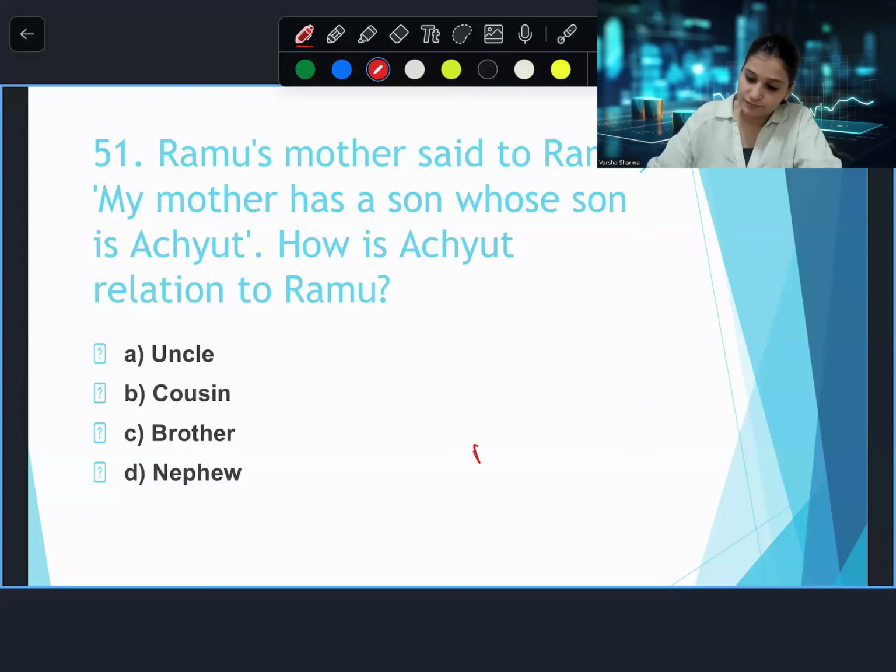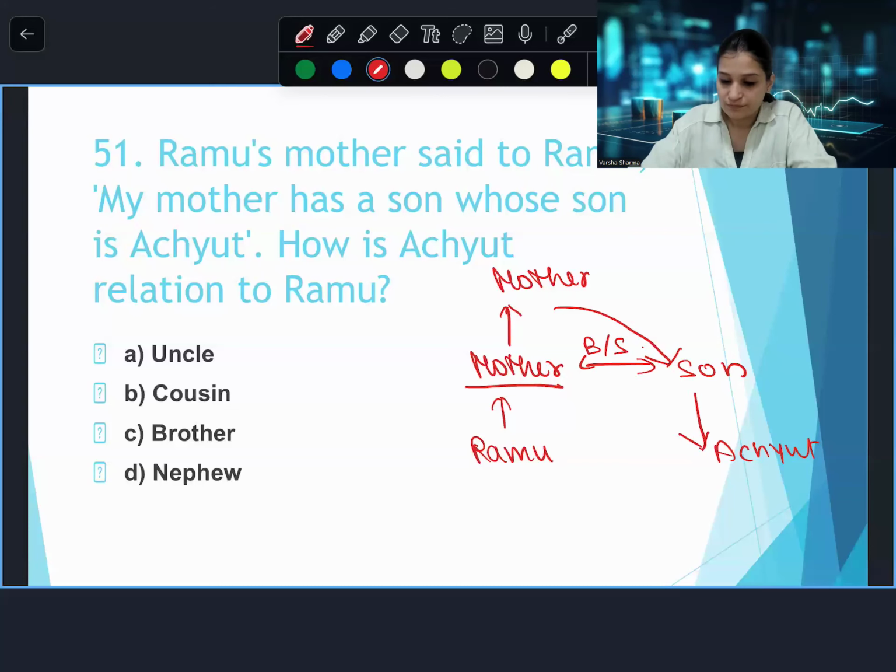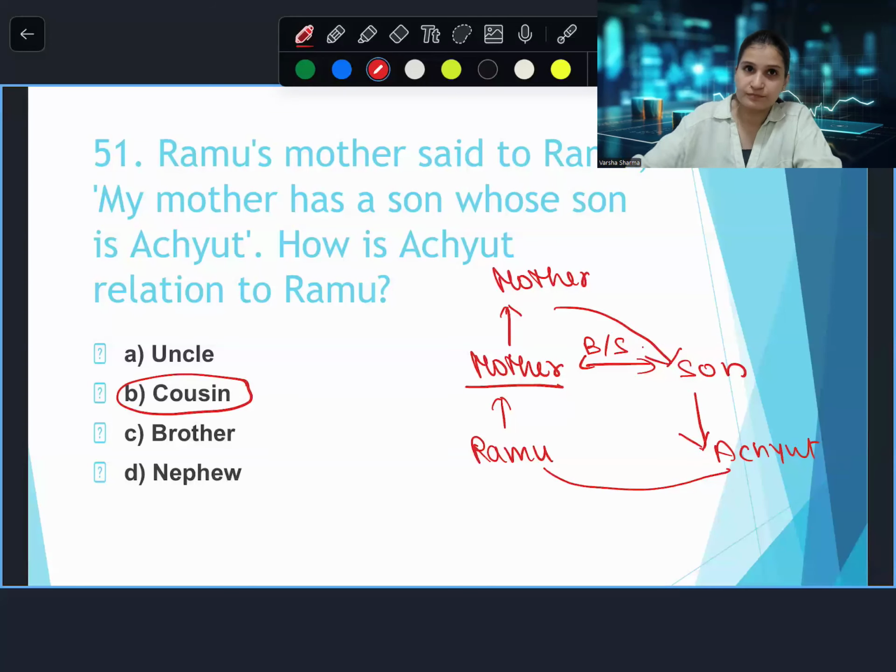Ramu's mother said to Ramu, my mother. That means Ramu, her mother, has a son whose son is Achyut. They are both what? Brother and sister. So who will they be? Cousins? Yes, ma'am.